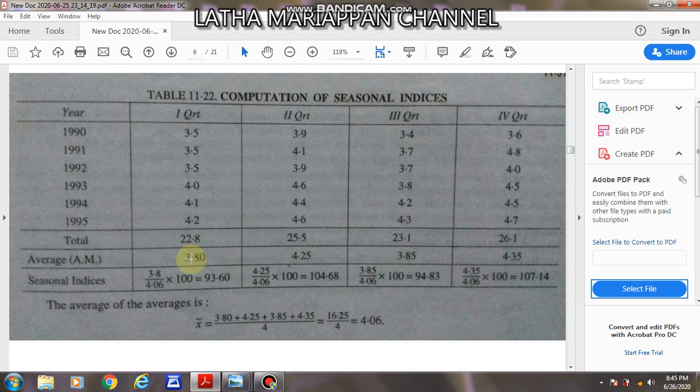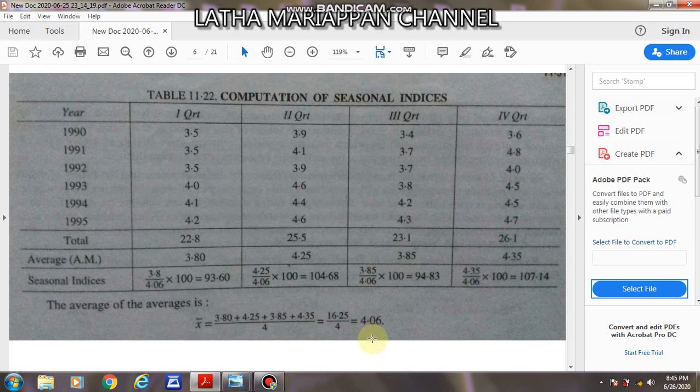Now you have to find the indices. And how to find the indices? This average you have to add, no? 3.80 plus 4.25 plus 3.85 plus 4.35, divided by how many quarters they gave? 4 quarters. So divided by 4. This is the value. Average of average. For these values you have to do the average. So add all these 4 and divide by 4, you will get 4.06.